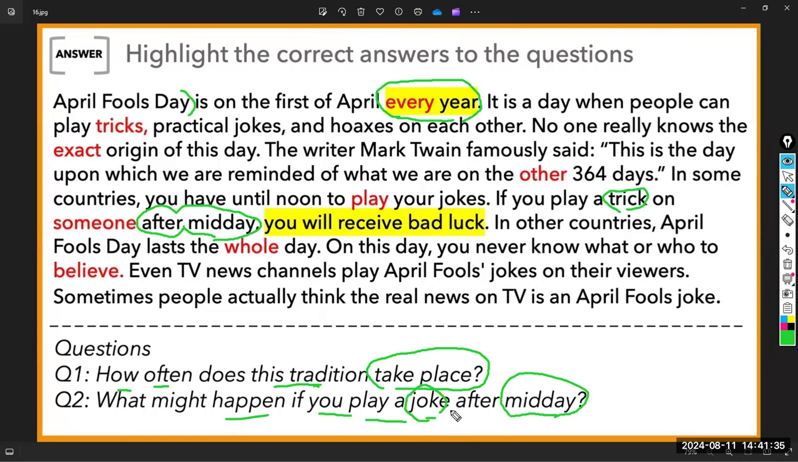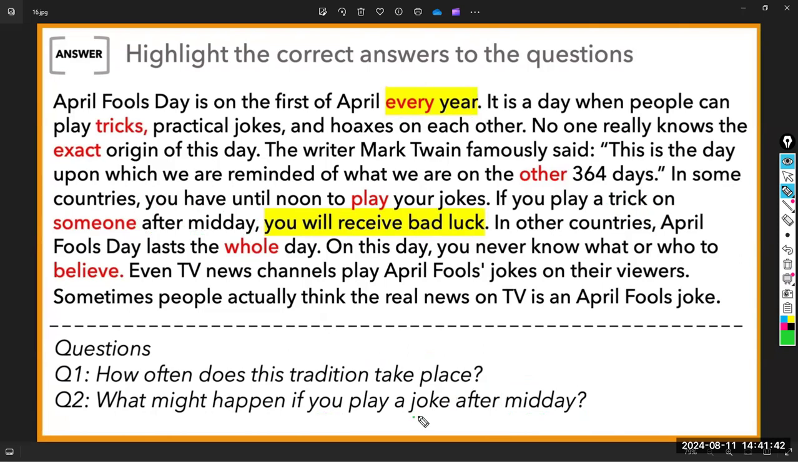So please, it's not a must all the time for the writer just to write the exact word that is mentioned in the text. So, trick, joke on someone, on people. After midday, what might happen? You will receive bad luck. This is the full stop, which is just to mention the ending of the sentence. So this is the correct answer I have to select.